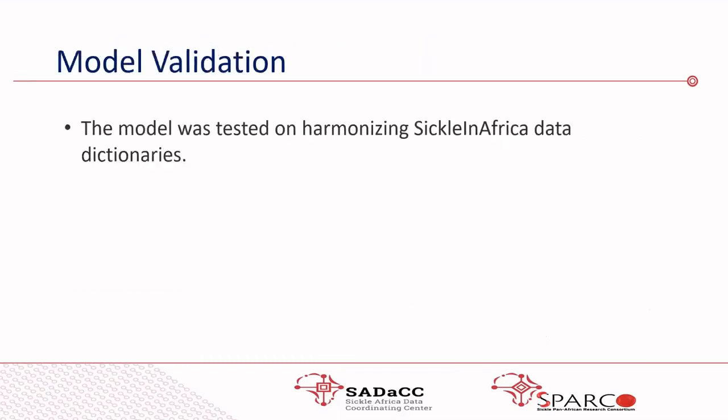This model was essentially validated using the Sparkle sites datasets, that is the datasets from Ghana, Nigeria, and Tanzania. The three sites' dictionaries, so the data elements from the three different sites, were harmonized.